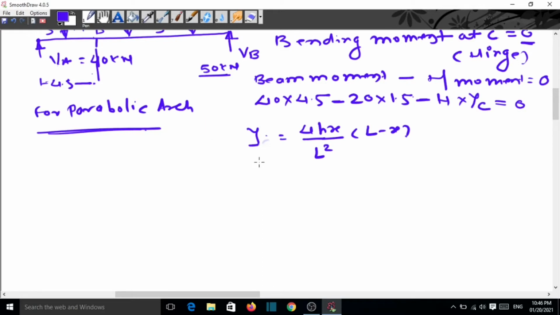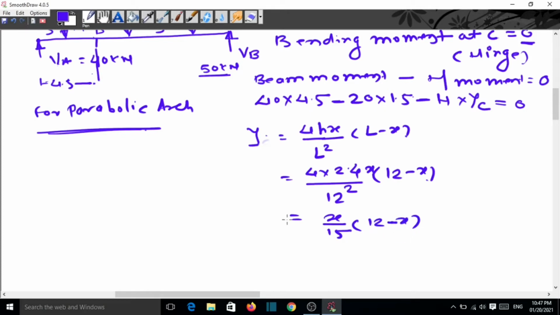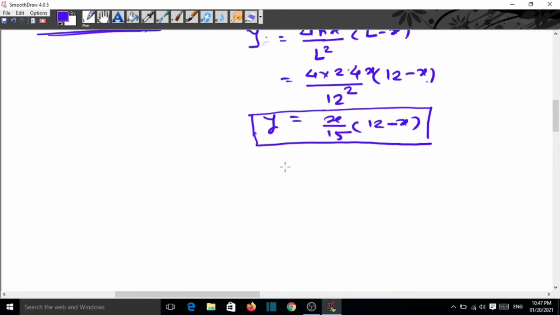First we derive the formula generally: 4 into H is equal to 2.4 divided by 12 square into 12 minus X. So X by 15 into 12 minus X. So anywhere Y in this three-hinged parabolic arch is equal to X by 15 into 12 minus X. In our case, we want Y is equal to YC.